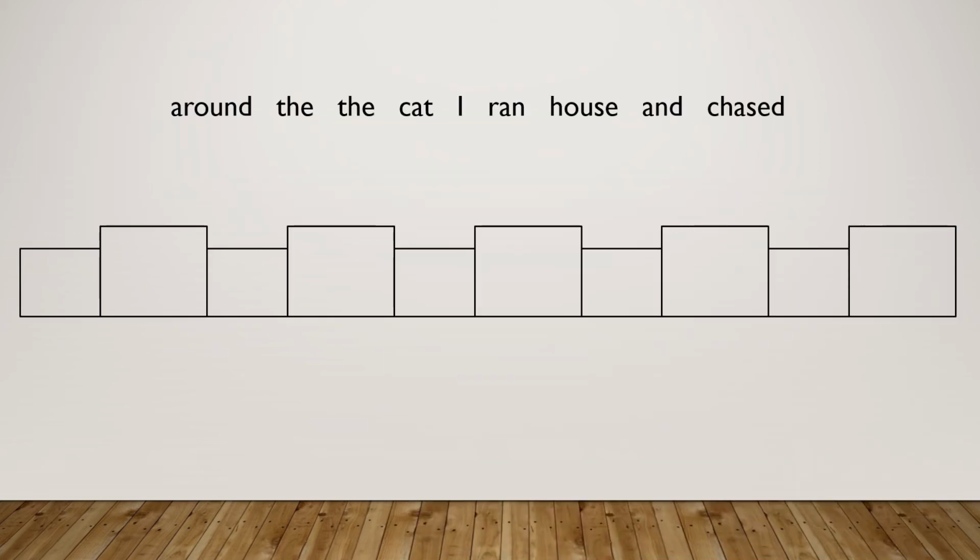Okay, for our assignment this week, I'm going to have you put some words together to create a phrase in iambic pentameter. I'll give you the words and see if you can put them together to make sense using the correct pattern. Here's an example. If I give you these words, around, the, cat, I, ran, house, and chased, we could rearrange them to form an iambic pentameter sentence. I ran around the house and chased the cat.